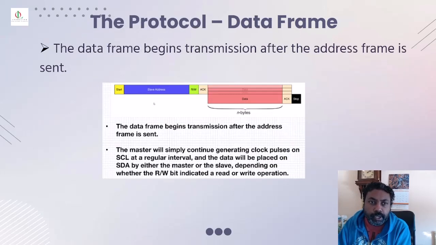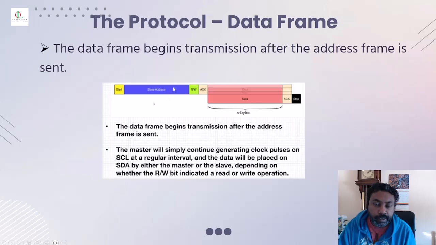And this is the protocol with the data frame. The data frame begins transmission after the address frame is sent. So as I said earlier, it has to wait for the I2C address to be recognized first and send the acknowledgement, and then the data will start, followed by another acknowledgement. The data will be sent in n bytes. It depends, but mostly it will be sent as 8 bits.